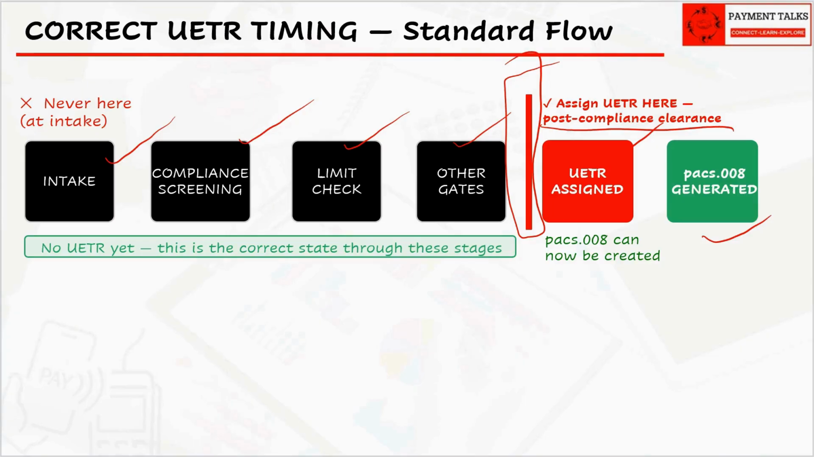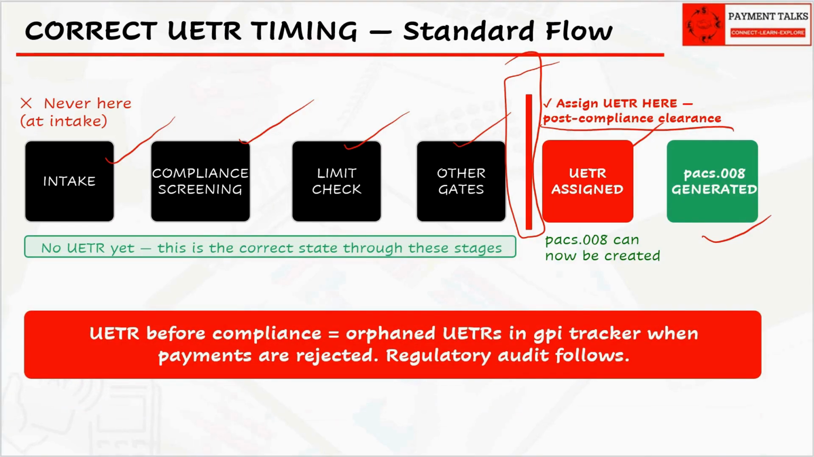Why does timing matter so much? If you assign the UETR at intake before compliance has run, you are assigning a GPI tracker reference to a payment that may yet be rejected. When compliance rejects that payment, the UETR is now in the Swift GPI tracker pointing to a payment that was never completed. That is an orphaned UETR. The tracker shows a reference with no corresponding successful payment. Regulatory audit questions follow.